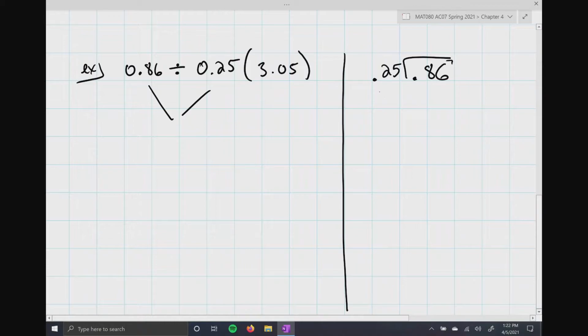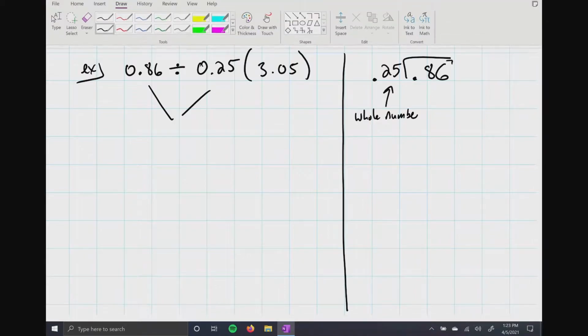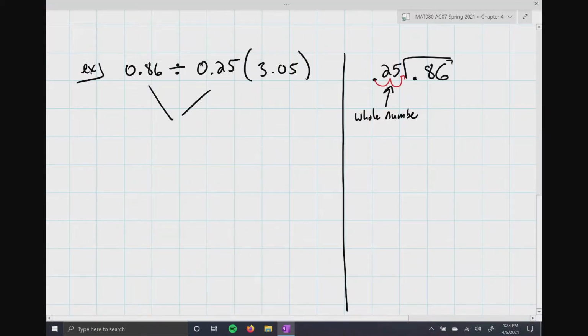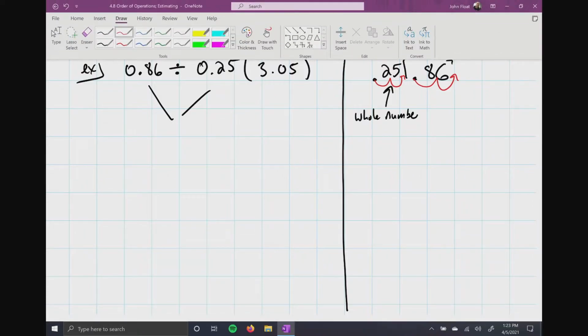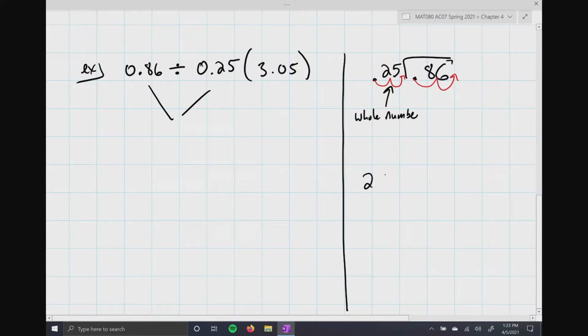And remember, this outside number, your divisor, has to be a whole number before you can divide. Which means I'm going to move 2 places to the right. And since I'm moving the divisor 2 places to the right, I move the dividend 2 places to the right also. So my problem becomes 25 for the divisor, and 86 with a decimal on the right-hand side, and a decimal right above it.